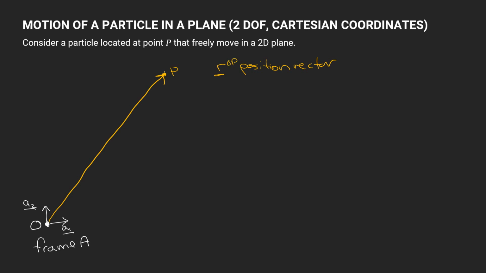So again, just to write this out, ROP in terms of notation indicates the position vector from point O to point P. So this vector as drawn right here is ROP.